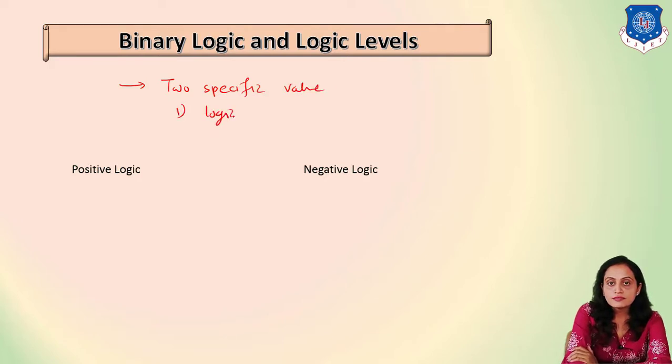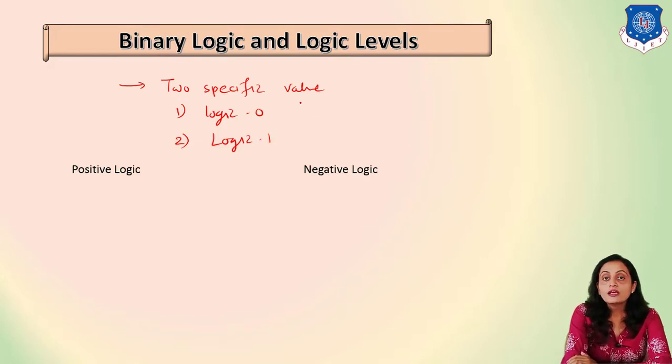One is logic 0 and the second is logic 1. So any signal that is a binary signal will be described with the two logics only, that is logic 0 and logic 1.